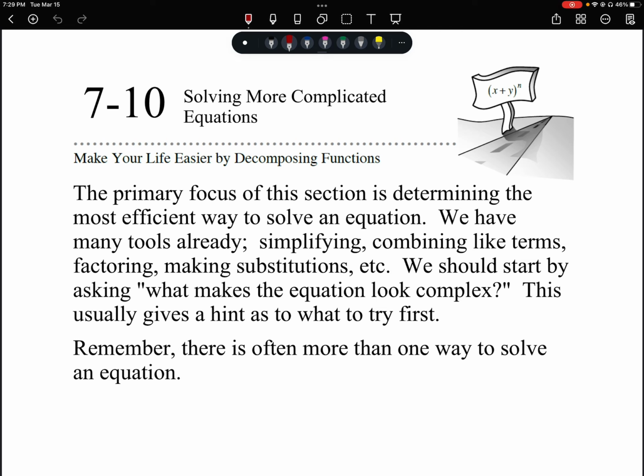Today we're going to look at solving more complicated equations, and we're going to make your life easier by decomposing functions. We've already learned many useful tools for solving equations. We can simplify, we can factor, we can use substitutions. So what we're going to do here is look at some complicated equations and think about what would be the best way to solve them.